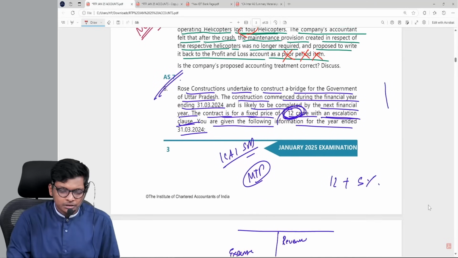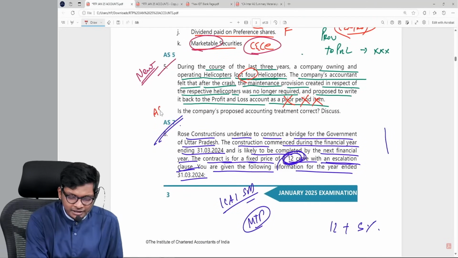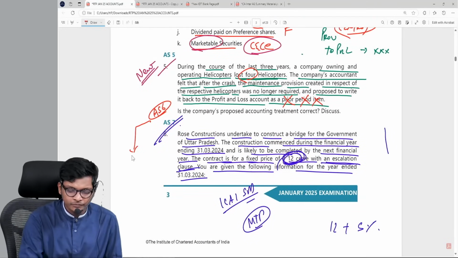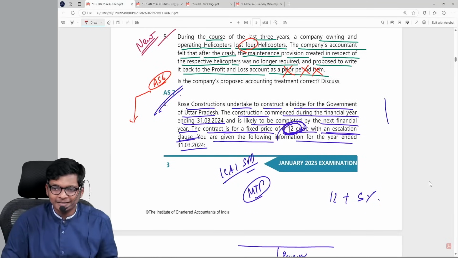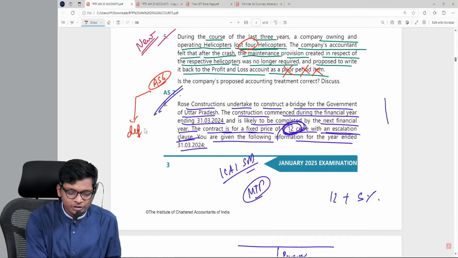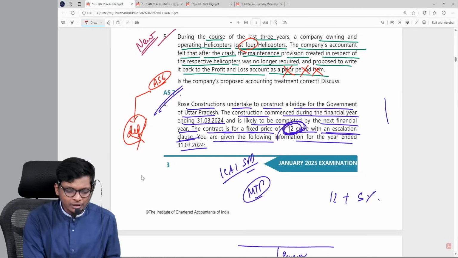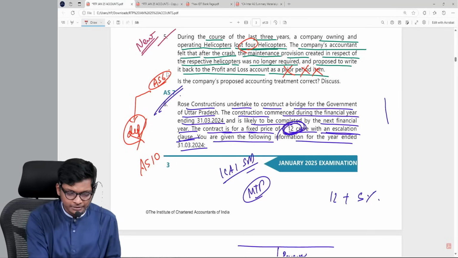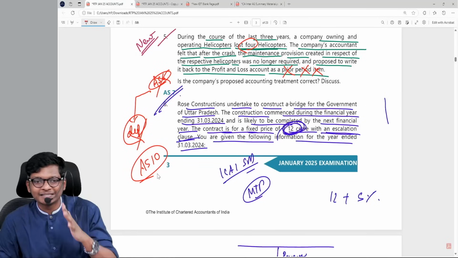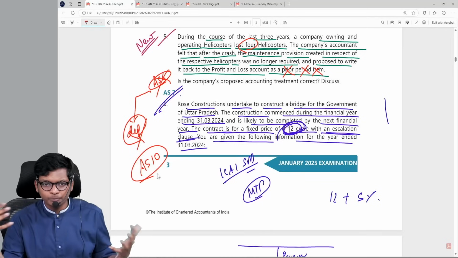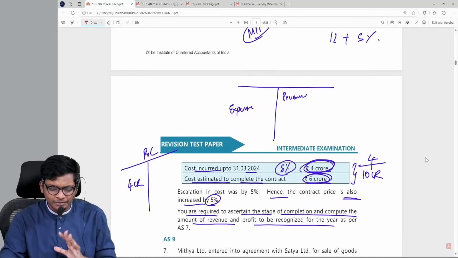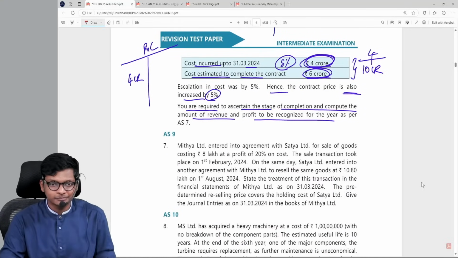AS5. Then AS7 we did. Why is AS6 not there? Anyone? Why is 6 never there in the syllabus? AS6 was only depreciation, removed and added, not replaced. It's removed and added as part of AS10. So up to 2016 we had AS6 and AS10. Then both were merged into one standard. The examiner will not ask, guys.